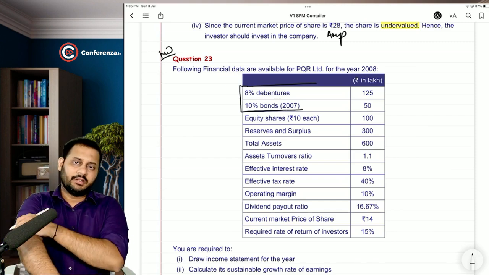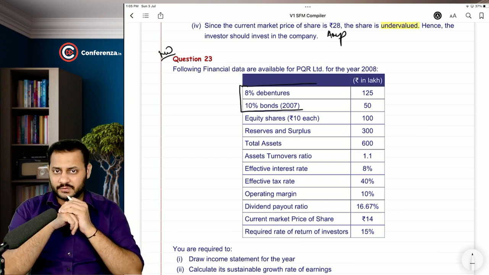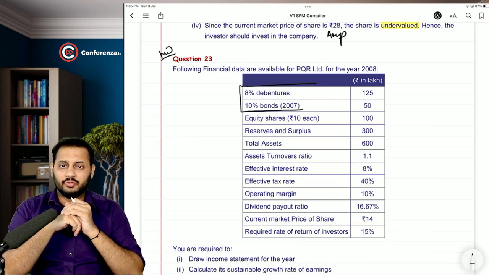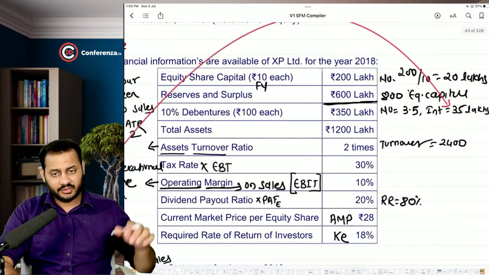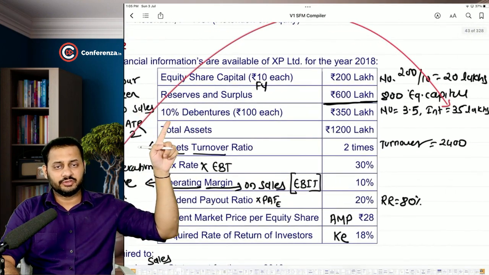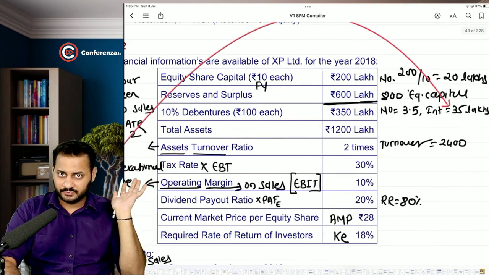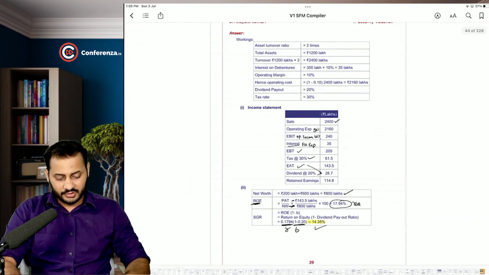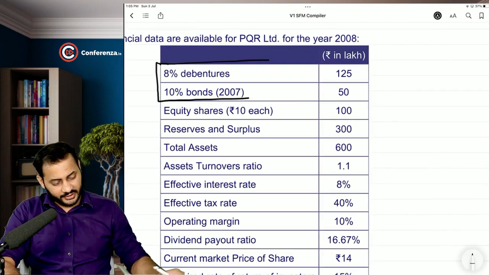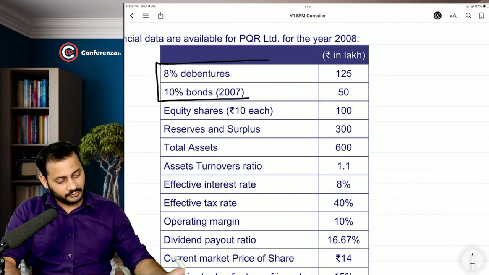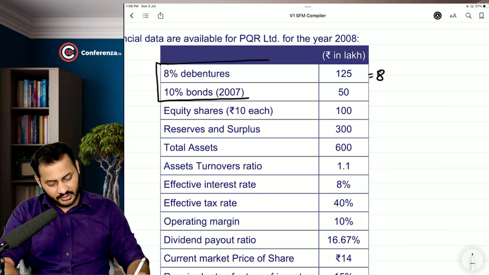Now what is happening? Both of these are bonds. And if we calculate the interest for this, remember in the last example you calculated the interest as 10% debentures on 350 lakhs, meaning 350 into 10%, that is 35 lakhs. But in this question if you do the same, it will look like this: 125 into 8% goes to 10 lakhs, and 50 into 10% goes to 5 lakhs.